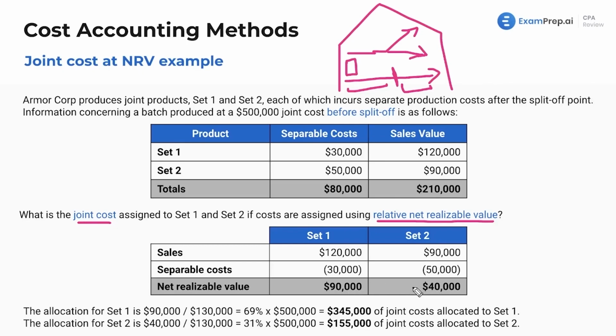All right, so we have our net realizable values for each. And say it with me, just as we've done before, what are we allocating? And then how are we doing it? Well, we're doing it based on the net realizable value. The total here is $130,000. We add these two together. 90,000 for set 1 divided by 130 is 69%. 40,000 divided by 130 is 31%. So 69% of 500,000 and 31% of 500,000.